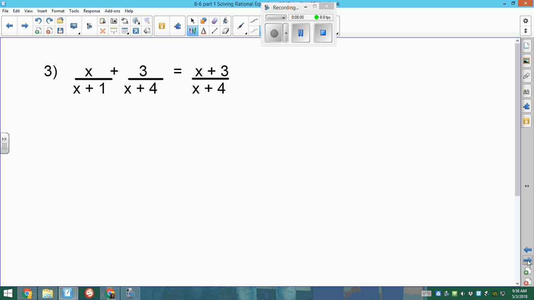Step 1 is factor, see if you can simplify. I don't think that's going to help us here. It's also not a proportion. We've taken care of that. So we are on to the point where we are going to find the least common multiple and multiply by that on both sides of the equal sign. The least common multiple is x plus 1, x plus 4, because those denominators do not share any factors.